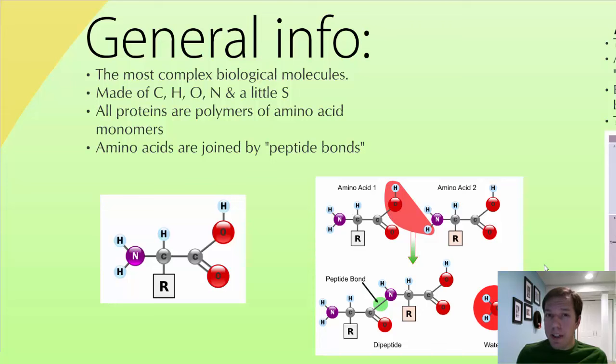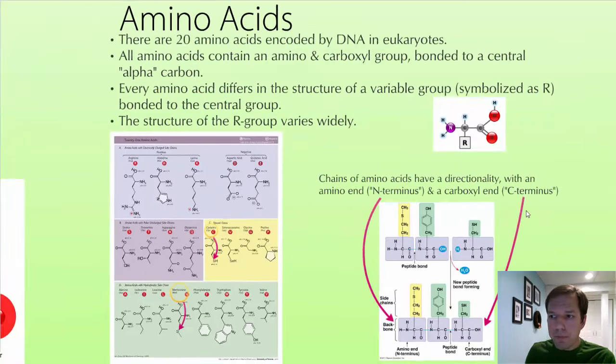The amino acids are joined together by what's known as a peptide bond. The condensation reaction is the process by which an oxygen and hydrogen from the carboxyl end of one amino acid and a hydrogen from the amine group of a second amino acid are going to be removed, forming water as a byproduct, with a new covalent bond called a peptide bond being formed to join them together.